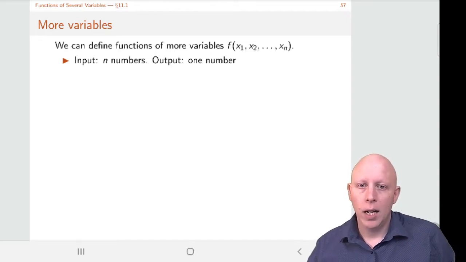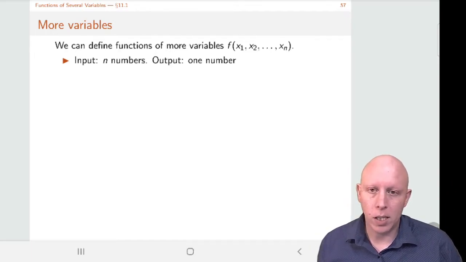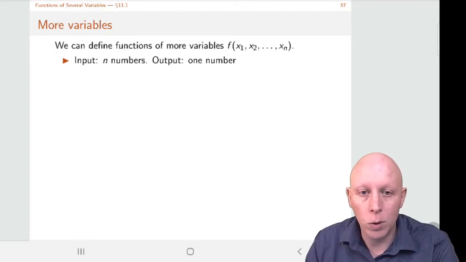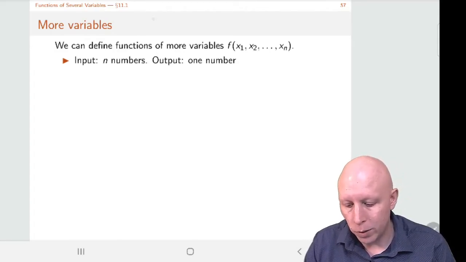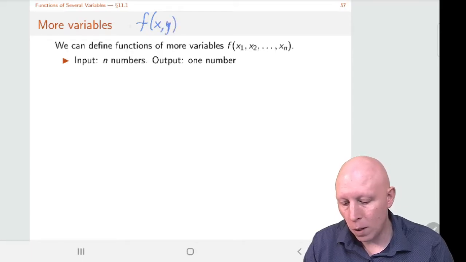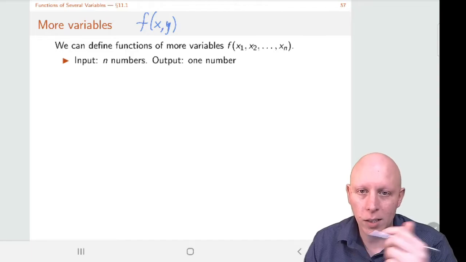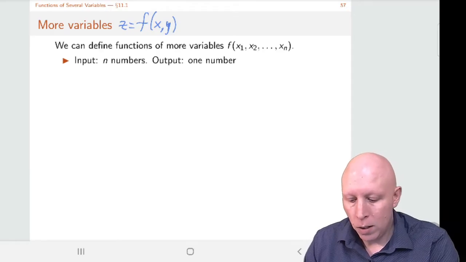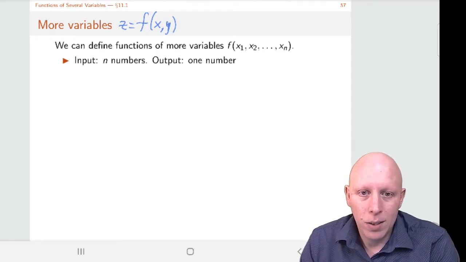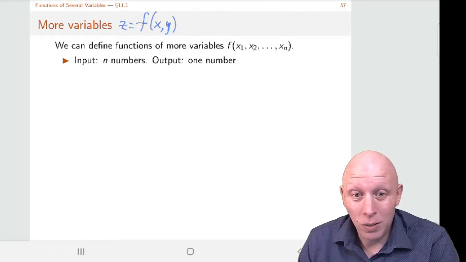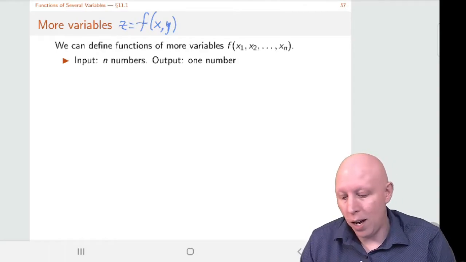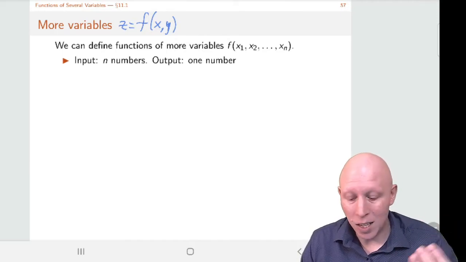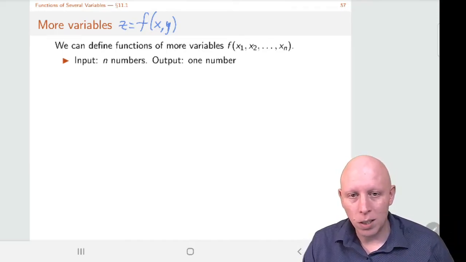Hi, welcome back. This time we're going to be discussing what happens if you have a function of more than two variables. So we've been talking up to this point about a function that looks like f of x, y. So we take in variables x and y, and we give out maybe a value z. Well, we can easily come up with some functions that have more than two variables. So you have some n number of numbers, and the output is one number.